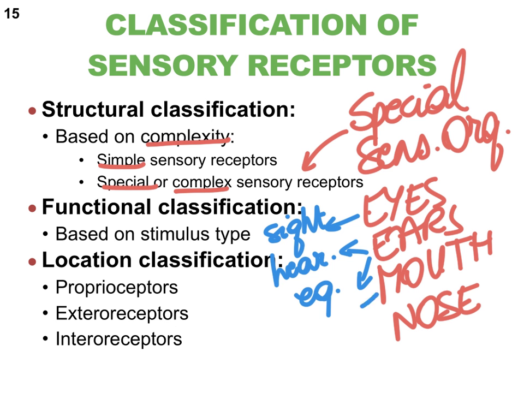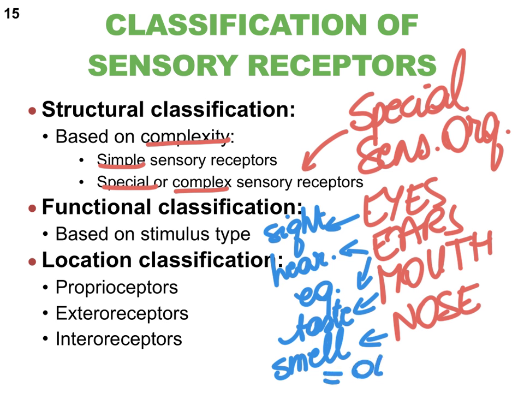The mouth for taste, which is a type of chemical reception, of course, along with the nose, which is also, that is, smell is also a type of chemical reception. Smell is very often called olfaction.